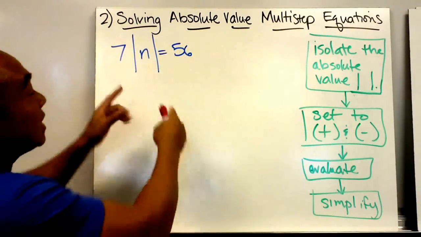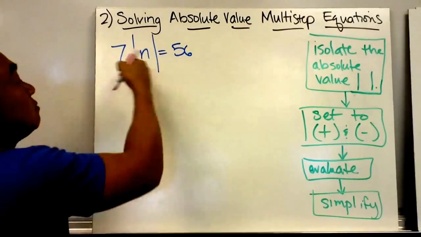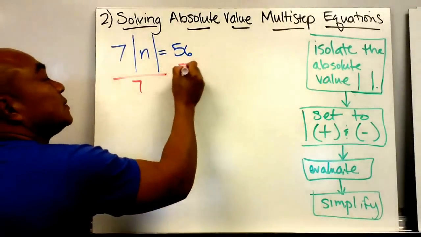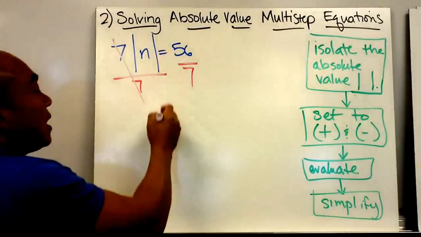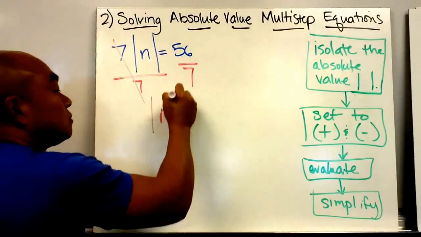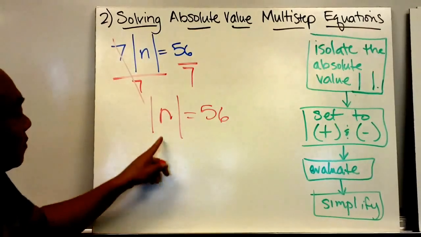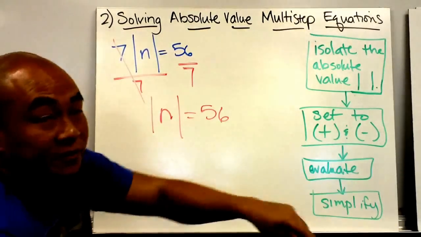It doesn't matter what's inside, I just want absolute value with nothing else outside of that. So to do that first, let's go and get rid of the 7. I'm going to divide this by 7, divide this by 7, because remember that's multiplied by that. That's gone. I now have absolute value of 56. And now, once you get here, you're just going to set it up into, again, positive and negative.